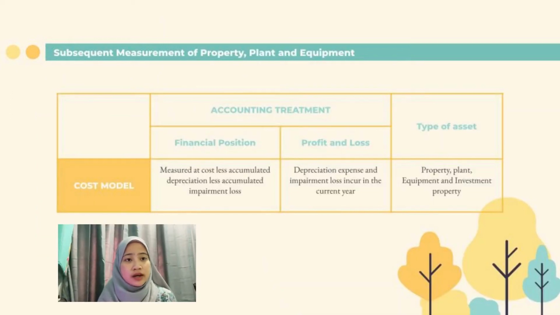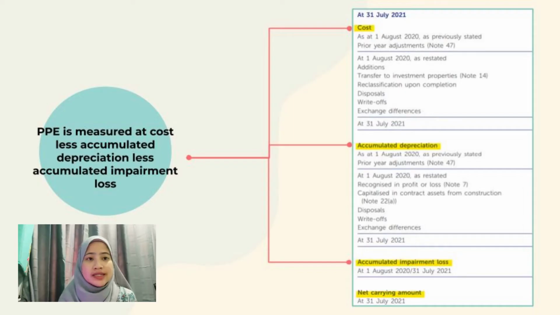If a company chooses the cost model in subsequent measurement, the accounting treatment for the financial position is measured at cost less accumulated depreciation less accumulated impairment loss. In profit and loss, depreciation expense and impairment loss are incurred in the current year. This cost model can be used for property, plant and equipment and also for investment property. This is an example from a financial statement that shows that property, plant and equipment is measured at cost less accumulated depreciation less accumulated impairment loss.